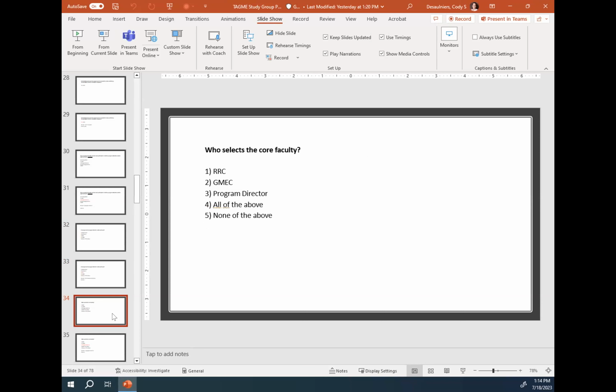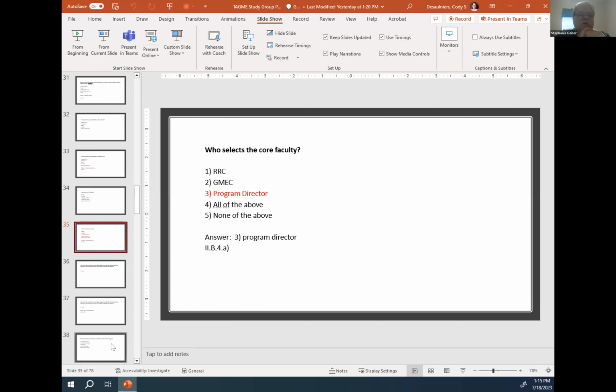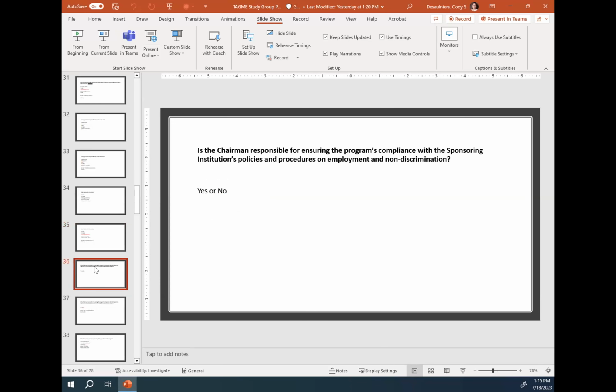Okay, who selects the core faculty? The program director. Is the chairman responsible for ensuring the program's compliance with the sponsoring institution policies and procedures on employment and non-discrimination? Yes or no? If the chairman's the program director. No, well, that's very good. There you go, correct. No, program director.